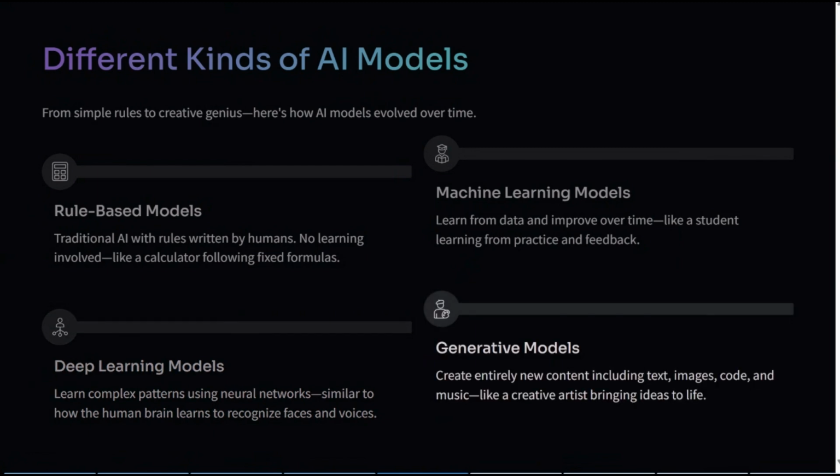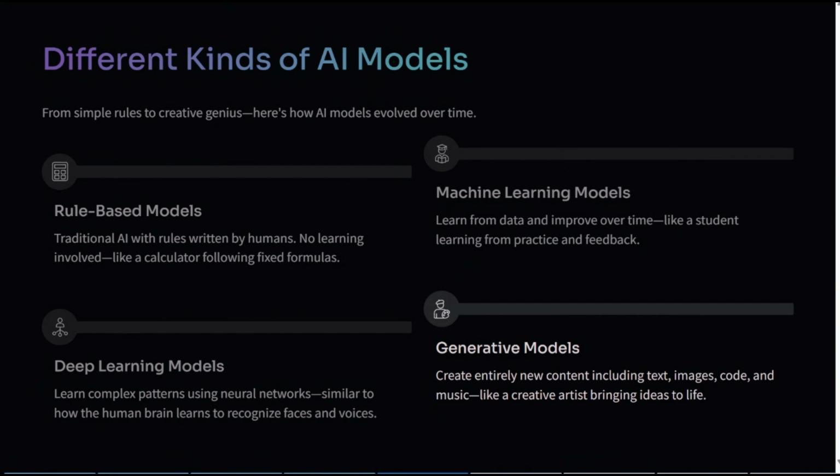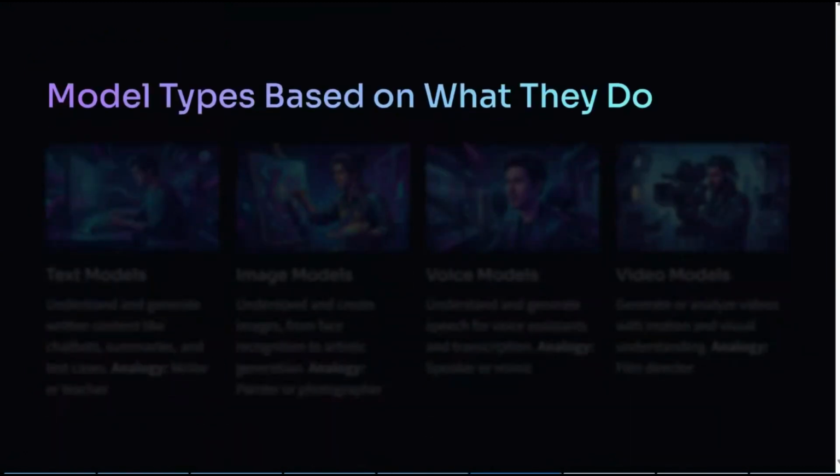And then we have generative models also, the models which are not only able to follow rules, not only able to predict the next thing or categorize the next thing based on practice and feedback, not only able to recognize face and voice, but able to generate something of its own as well. You can take the analogy of an artist who, based on his life experiences, is able to create something. So this is the generative model for you, right?